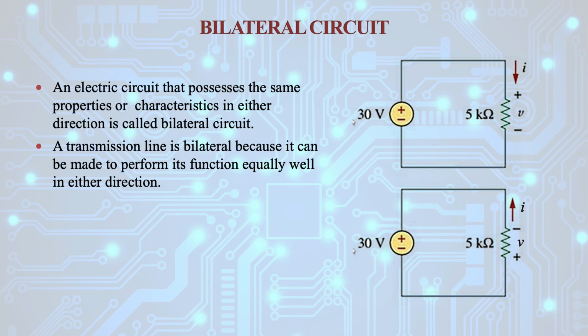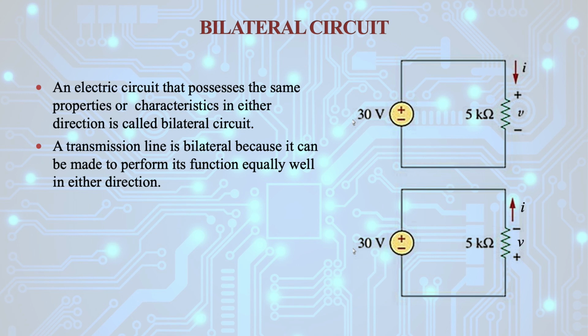Now we have to understand what is a bilateral circuit. An electric circuit that possesses the same properties or characteristics in either direction is called a bilateral circuit. A transmission line is the best example of a bilateral circuit because it can be made to perform its function equally well in either direction.